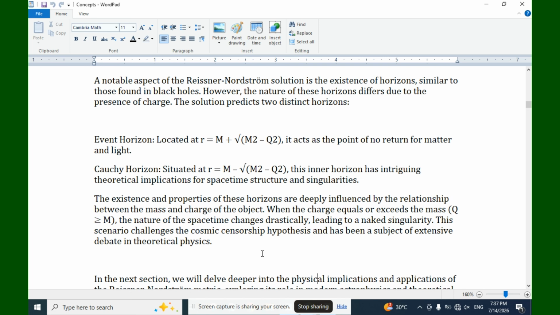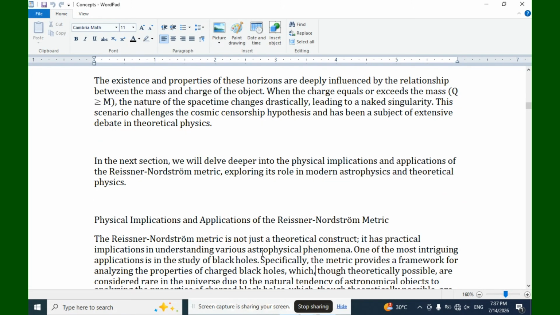The existence and properties of these horizons are deeply influenced by the relationship between the mass and charge of the object. When the charge equals or exceeds the mass, q greater than m, the nature of the space-time changes drastically, leading to a naked singularity. This scenario challenges the cosmic censorship hypothesis and has been a subject of extensive debate in theoretical physics. In the next sections, we will delve deeper into the physical implications and applications of the Reissner Nordström metric, exploring its role in modern astrophysics and theoretical physics.